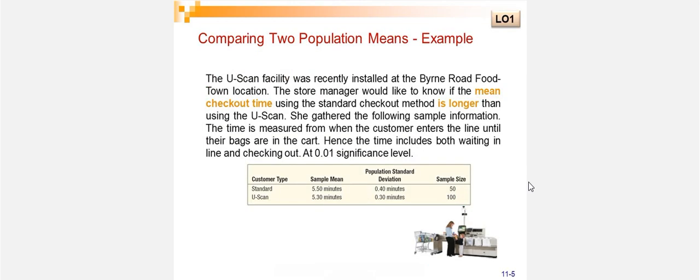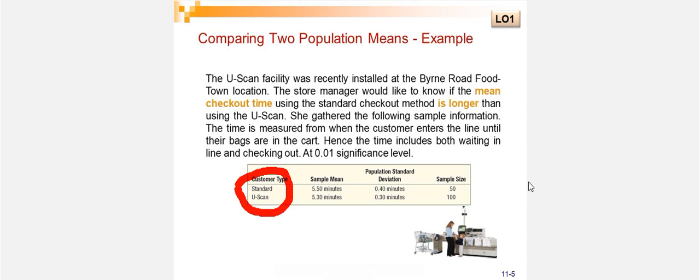So next we learn an example. This example really happens at Tesco, if you go shopping with your parents. We have two types of scanning: whether we use the standard scan or the U-scan. U-scan means we do it by ourselves.